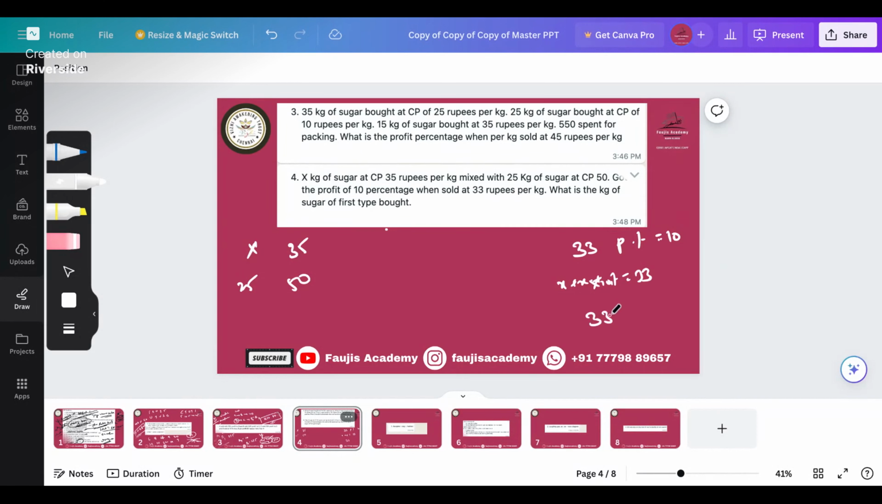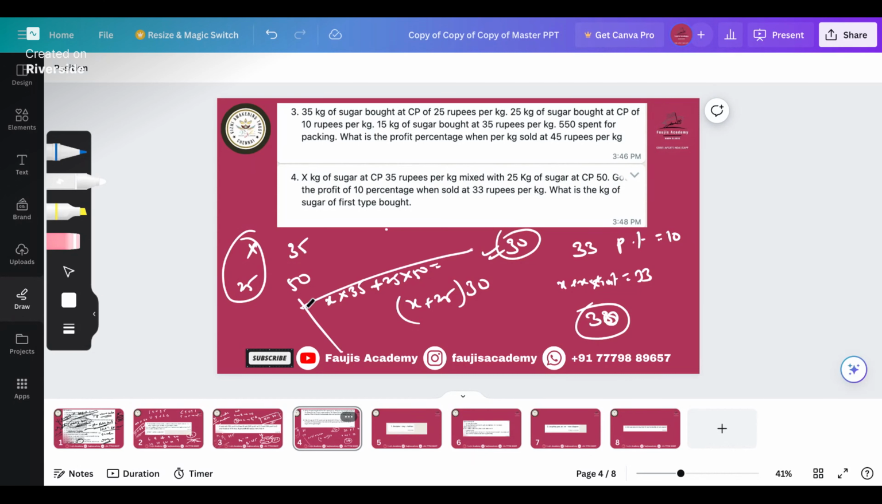That means the net cost price for that person was 30 rupees. So how much is the quantity? X plus 25. So your cost price is x into 35 plus 25 into 50, which equals x plus 25 into 30. This is basically your average cost price. Average or net cost price, both are the same. You just solve this equation and you get the answer.